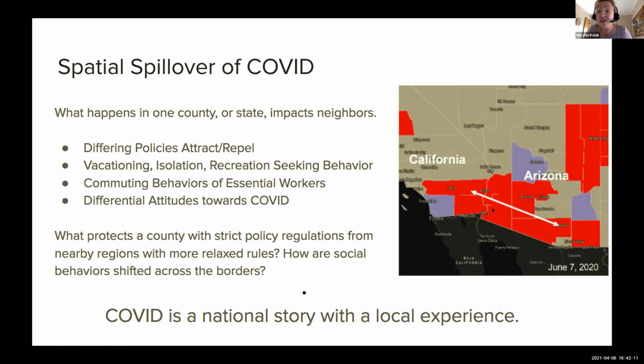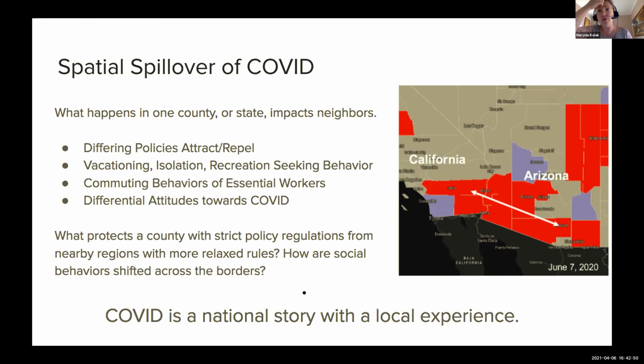But we saw that in early June between California and Arizona, where there were very different policies in place, and you suddenly saw hotspots creep up in Arizona and then slowly start to filter through California. There are many different vacationing, isolation, recreation seeking behaviors. This was really obvious in Chicago last summer. You may be part of that memory as well, where we have to stay home in Chicago, but hey, I heard that Wisconsin is accepting tourists, right? So we can go to Wisconsin, we can go to Michigan, and so on and so forth.